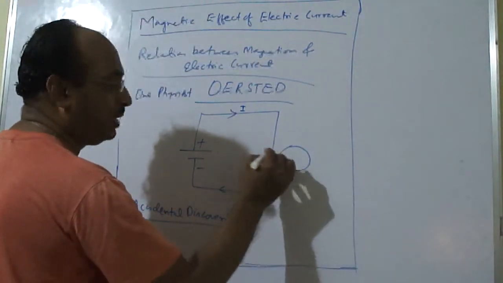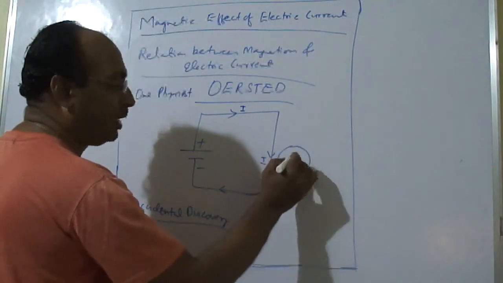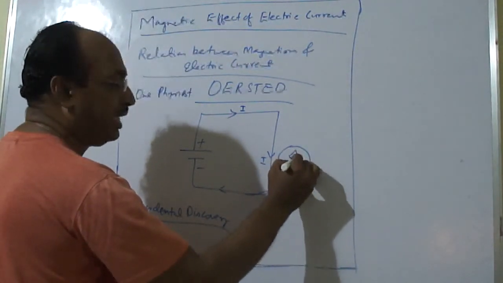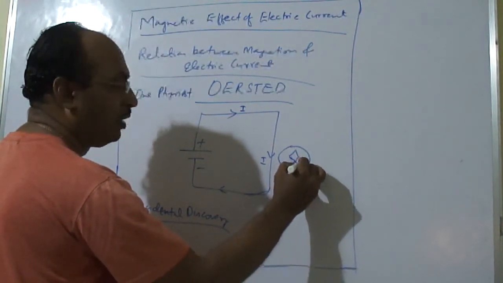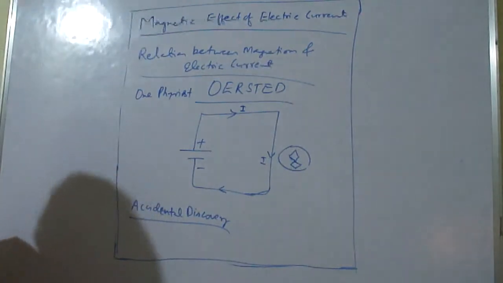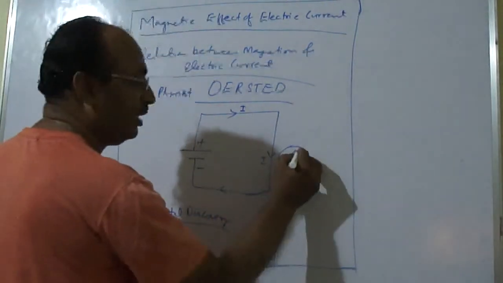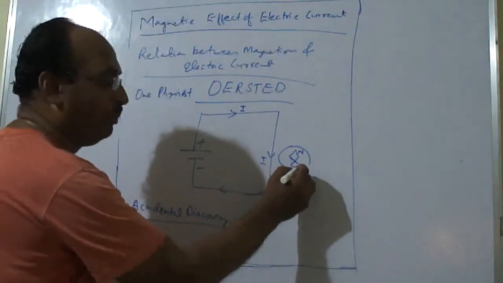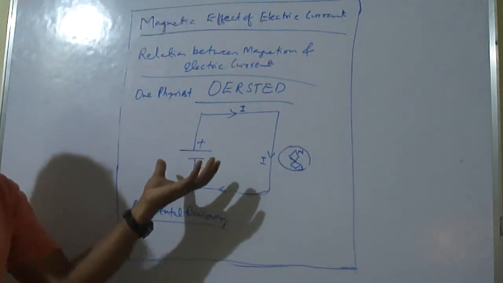is placed near to that wire, that compass needle gets deflected. It will not be stable; it will be rotating and will show some deflection. A compass needle, as you have seen, aligns itself in the north and south direction. Always it will align itself in north and south.